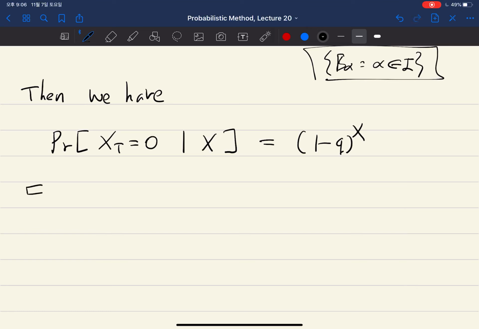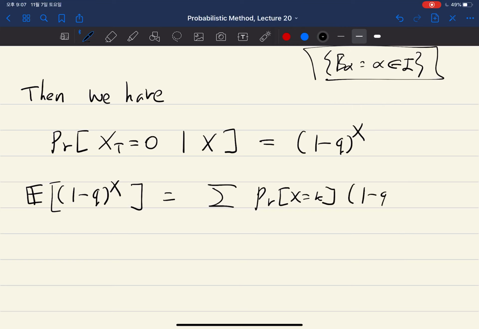So what happens if we take an expectation of this, 1 minus q to the X? This is nothing but the summation of probability that X equals k, times 1 minus q to the k, where k ranges over all possible values, 0 up to the maximum number we can get.